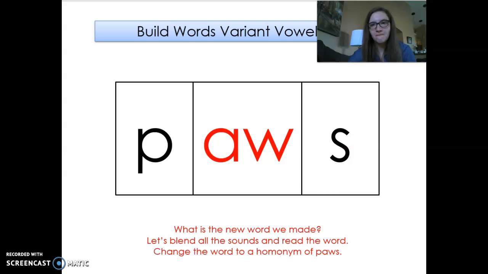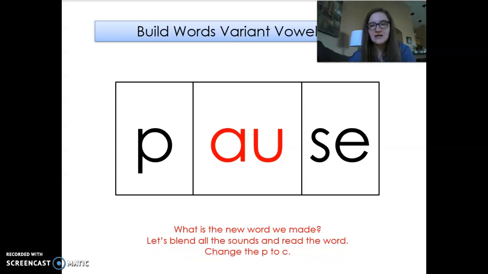What's the word? Pause. What is a homonym? Meaning another way to spell pause. It means a different thing, but we can spell pause another way. This paws means like an animal's hands or feet. Okay? But if we spell it by changing the AW to an AU and add an E to the end, it becomes pause, meaning to take a break.